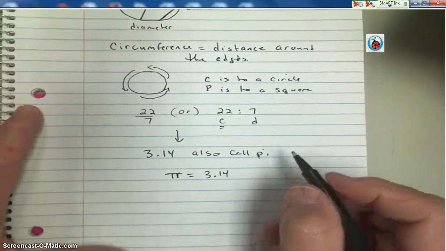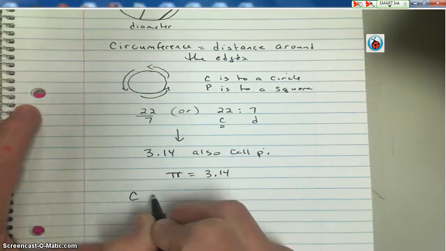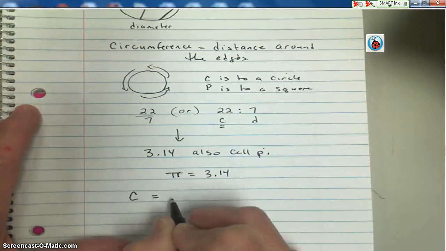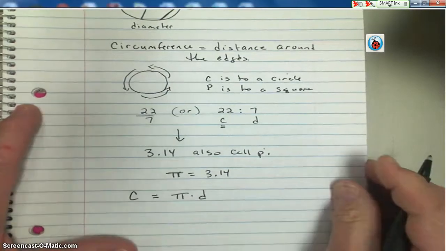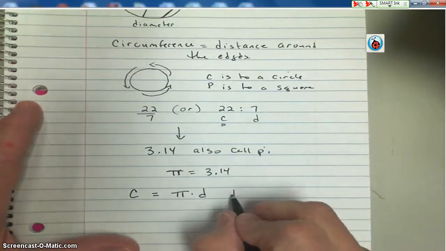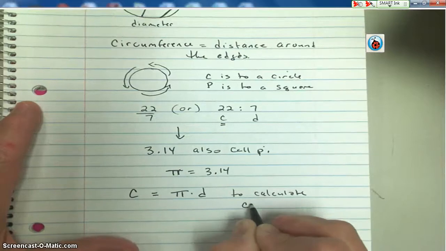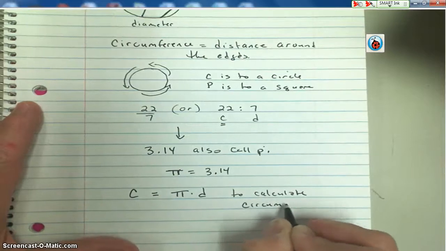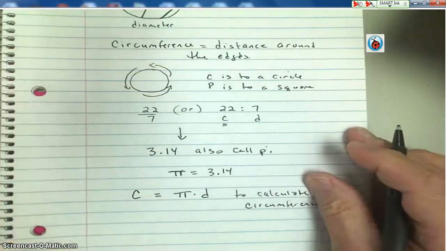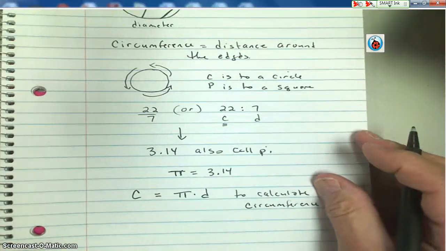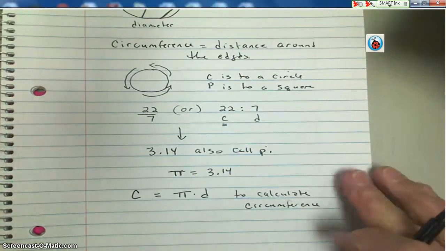So our formula to find circumference is with a C. The formula is C is equal to pi times diameter. And that's how we calculate the circumference, or the distance around the edges of the circle. All right, let's move on to some examples of this.